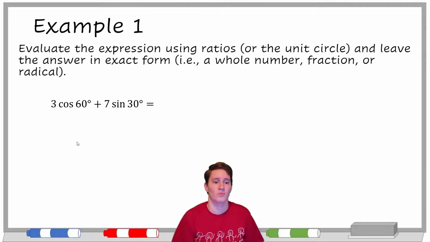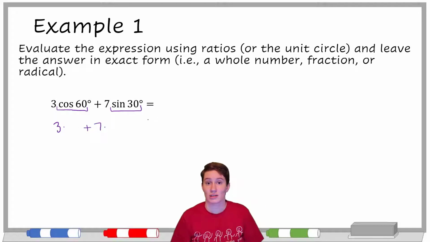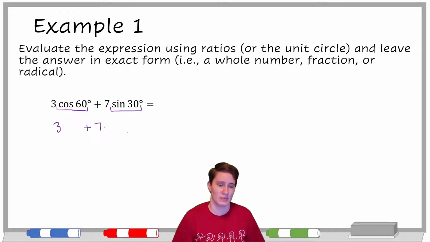So we are going to look at this and say, okay, what is it that they want us to do? We have 3 cosine 60, and then we have 7 sine 30. They want me to find cosine of 60 and put it right here, so we'll have 3 times that amount. And they want me to find sine of 30, put it right here, and then we'll have 7 times that amount. We'll take those two products and add them together and see what we get.